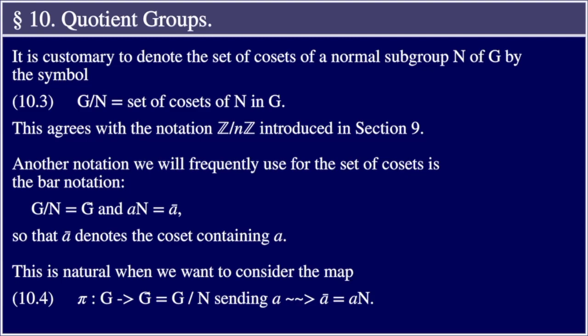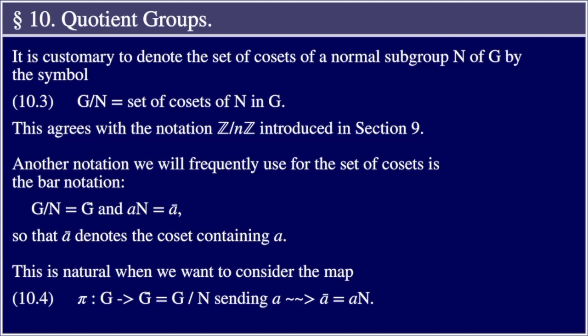It is customary to denote the set of cosets of a normal subgroup N of G by the symbol 10.3: G/N equals the set of cosets of N in G. This agrees with the notation Z/nZ introduced in section 9.